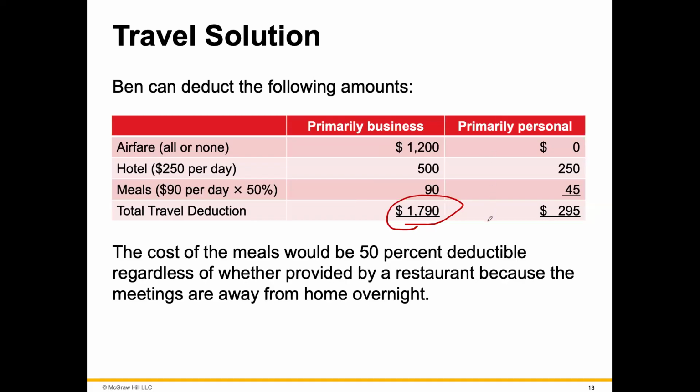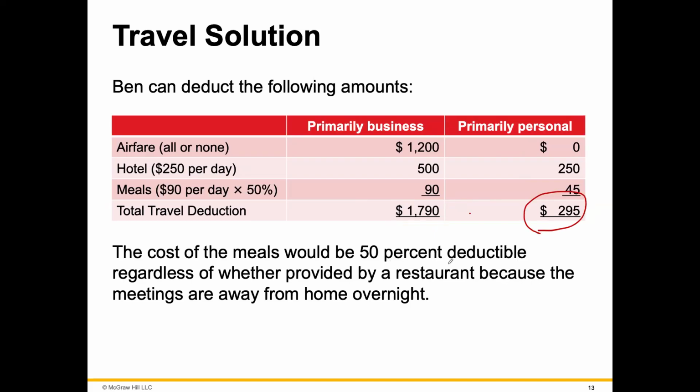If the trip was primarily personal, airfare, it's either all or none, so zero airfare. Hotel, $250 a day. It was a 1 day trip for personal, so $250. Meals, $90 a day. It was a 1 day trip for the personal one, so 45. So the total we could get there would be 295.